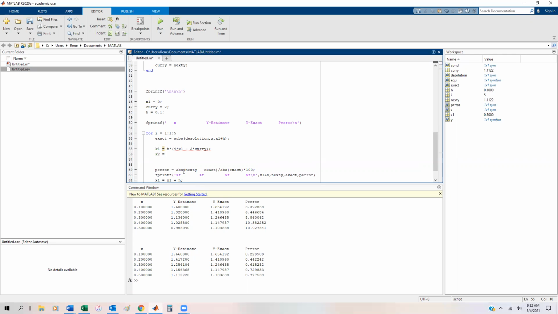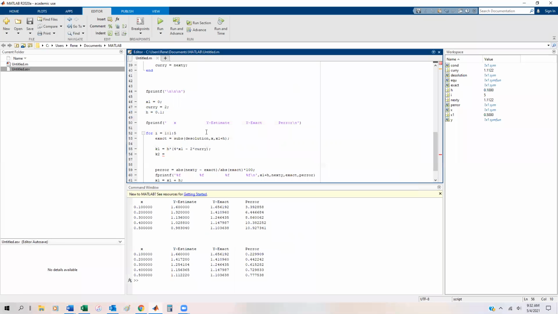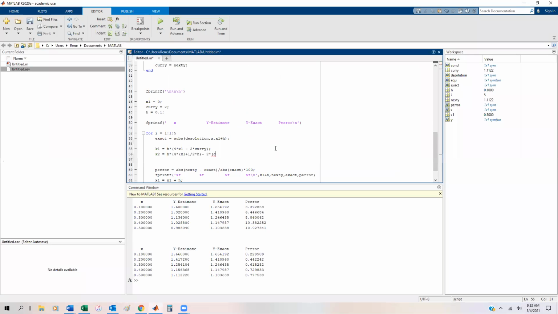K2. Let's look at our function for K2. It's going to be the step size times the function at x plus a half h, y plus a half k1. So we're just going to program for K2. That's going to be h times 4 times x1 plus 1/2 of h. We just have to be careful with that. Minus 2 times our current y. Now we're substituting in for the y, and going back to our formula, it says current y plus a half of k1. So that's going to be current y plus 1/2 times k1. That's taken care of for K2.